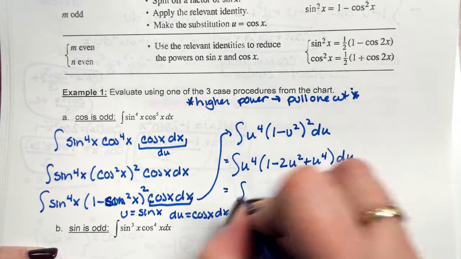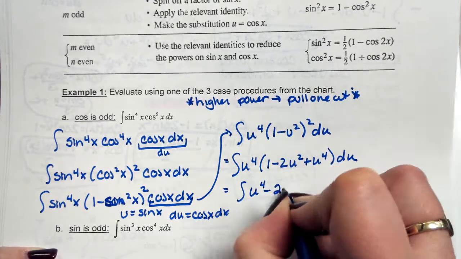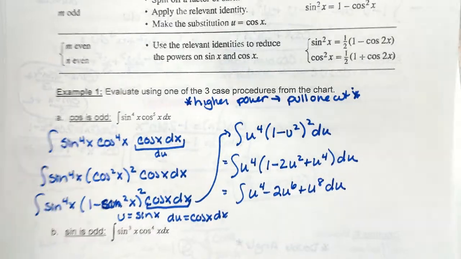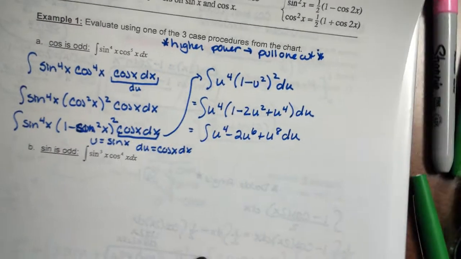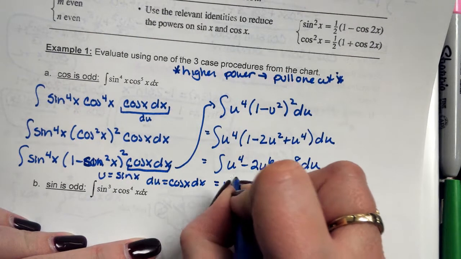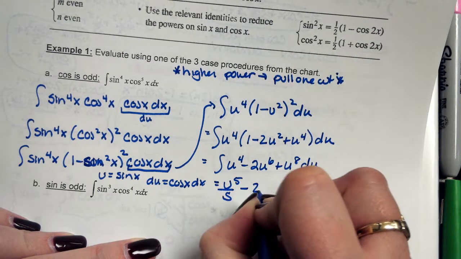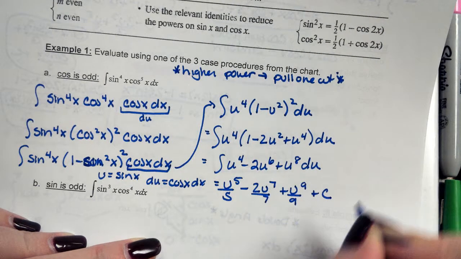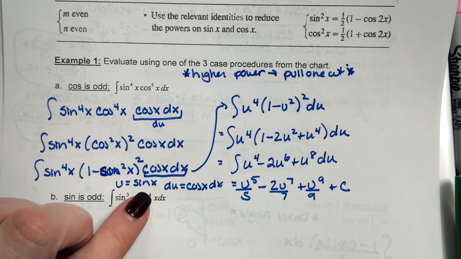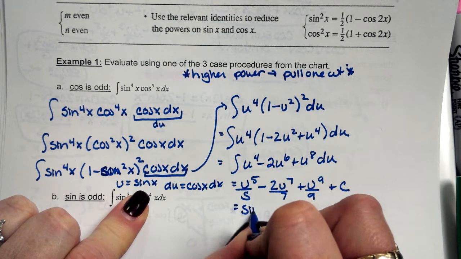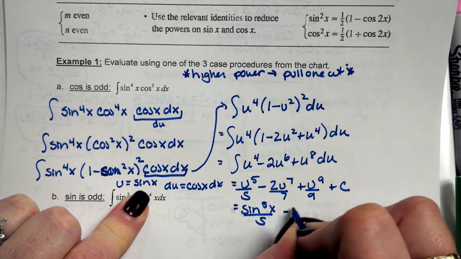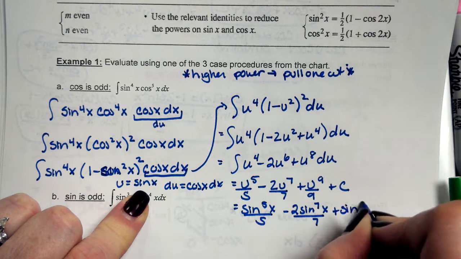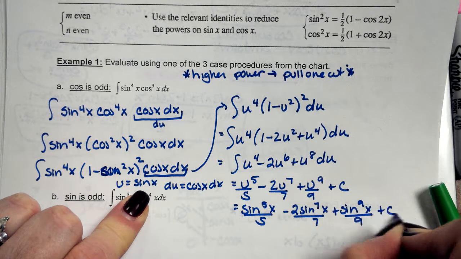Distribute that u to the fourth. So I'll have u to the fourth minus 2u to the sixth plus u to the eighth du. Now I can go ahead and integrate. So I'll have u to the fifth over 5 minus 2u to the 7th over 7 plus u to the 9th over 9 plus c. Now I can bring it back in my sine. So I'll have sine to the 5th x over 5 minus 2 sine to the 7th x over 7 plus sine to the 9th x over 9 plus c.